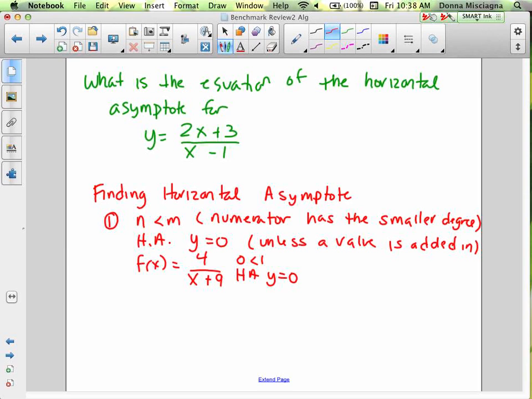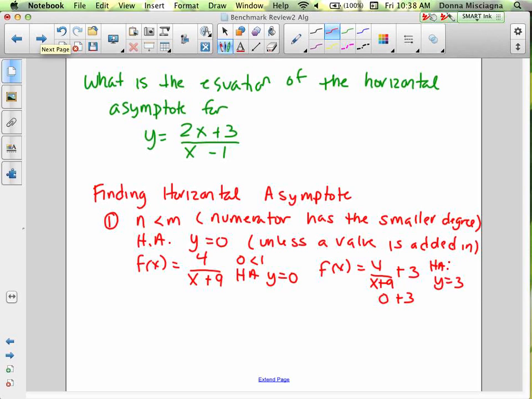Now, if I add something in like this, f of x equals 4 divided by x plus 9, and I add plus 3, all right, I added something in. Now the horizontal asymptote, I would just add them together, right? So this one was 0, because the numerator was smaller. This one was 3, so y equals 3.